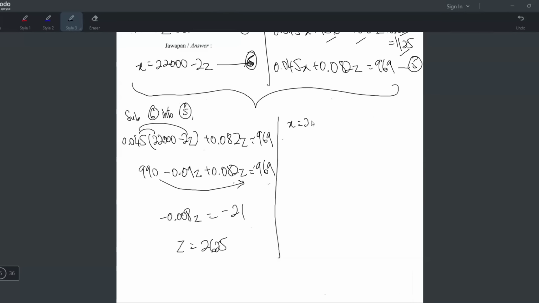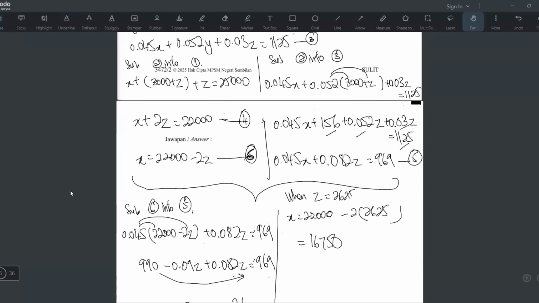So X equals to 22,000 minus 2Z. So here I write when Z equals 2625 and then sub inside here. Now just press all this, 22,000. Oh my God, I put an extra zero already. Okay, it's 22,000 minus 2 times 2625. Okay, it's 16750.